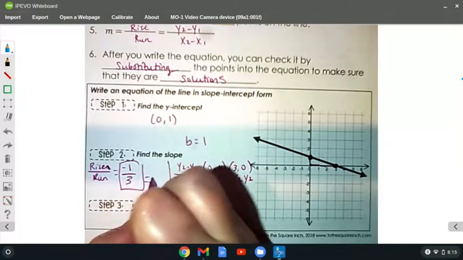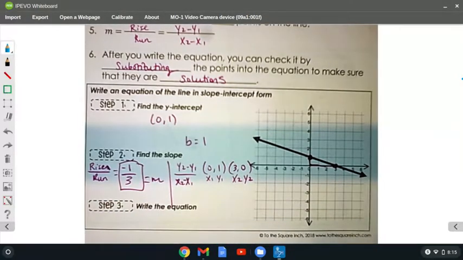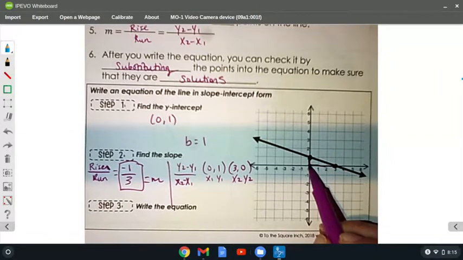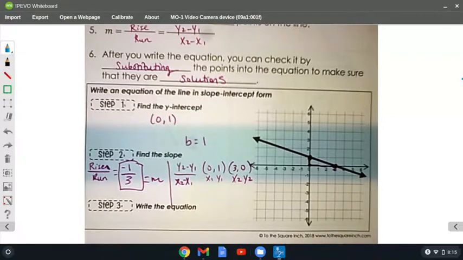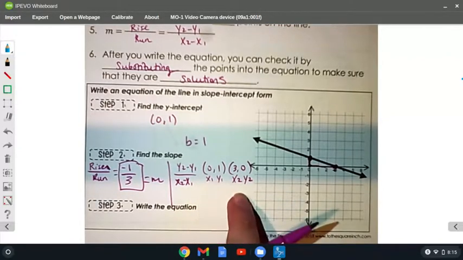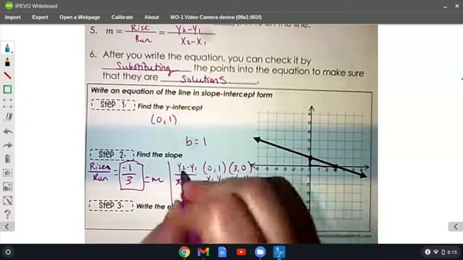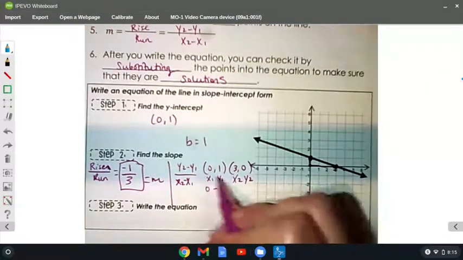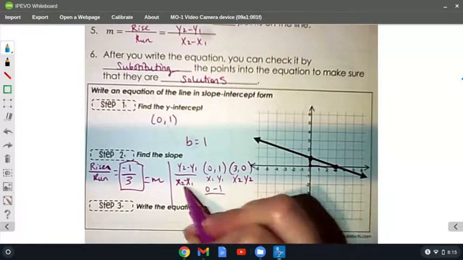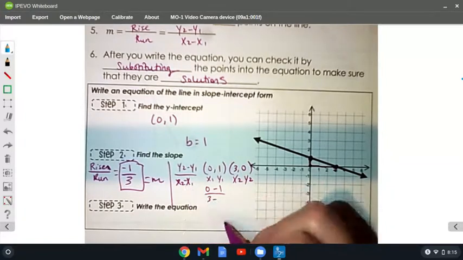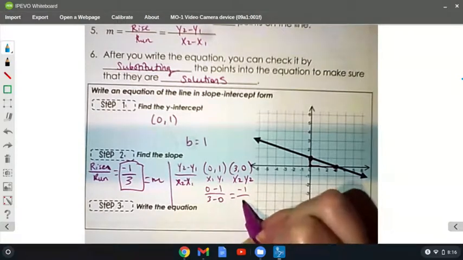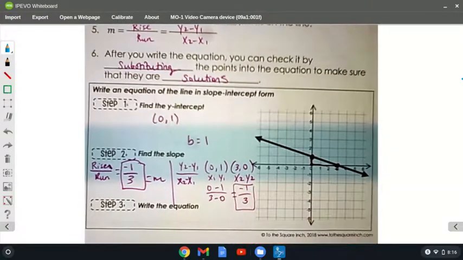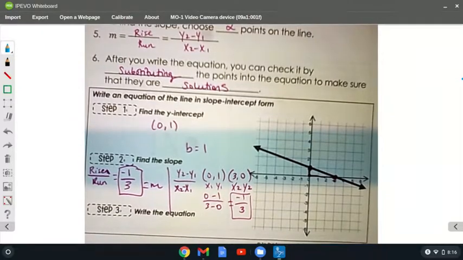So my slope here, using rise over run just by looking at the graph: how do I go from one point to the next? I fell 1, so that's a negative 1, and then I ran 3 over. So that's one way to find my slope. The other way is to take these 2 points, label them, and plug them into this formula. So my y2 is 0, minus my y1 is 1. My x2 is 3, minus my x1 is 0. 0 minus 1 gives me negative 1. 3 minus 0 gives me 3. Either way, my slope is negative 1 over 3.